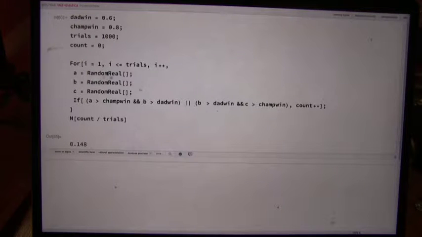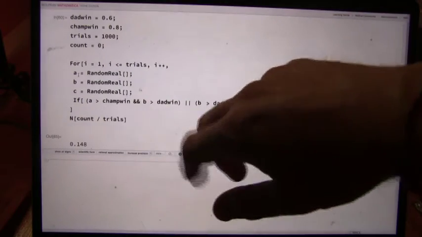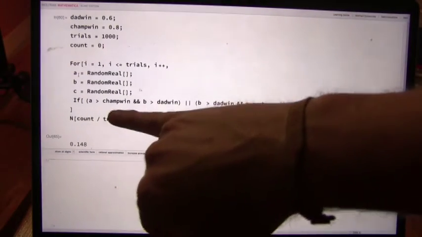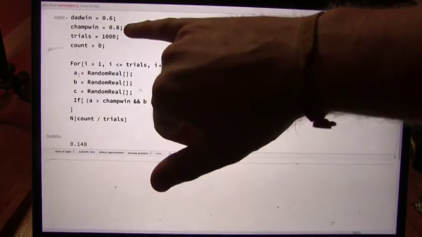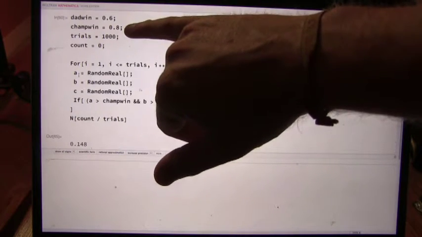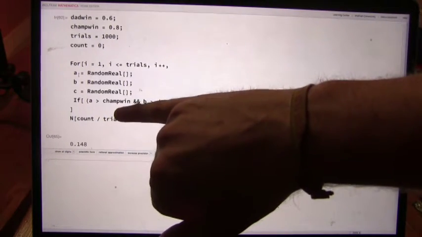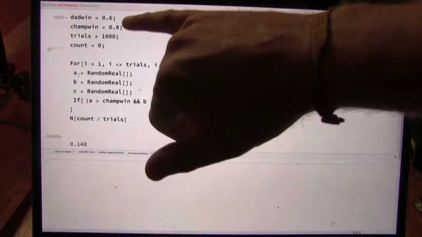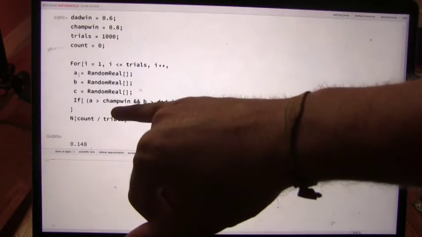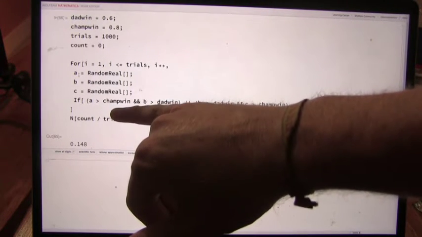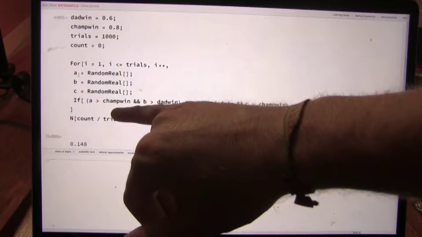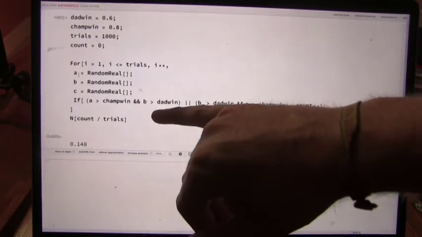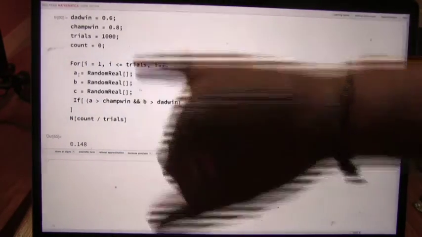Each one of our trials, we just pick a random number for each game A, B, and C. Then if A is bigger than the champ win number, so if I get 0.9 here, the number's between 0 and 1, random real is a random number between 0 and 1. So if I get 0.9 bigger than the champ wins probability, that means he wins. Right, the kid won. And if B is greater than dad win, if the random number is bigger than 0.6, then dad wins.